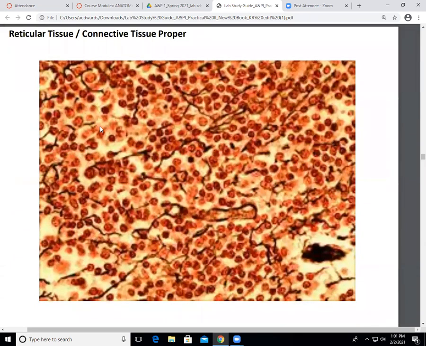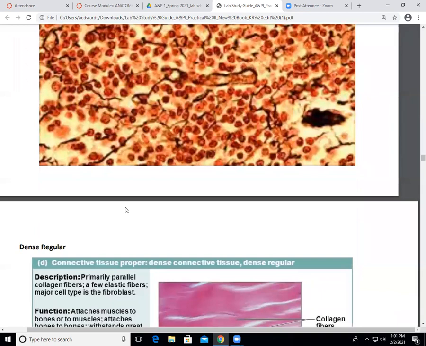So you can kind of see them here. Again, different staining, but you should still be able to see the black lines. Okay. And black lines, again, those are reticular fibers. And when we get into integumentary system in lecture, you'll learn a lot more about the different fibers.